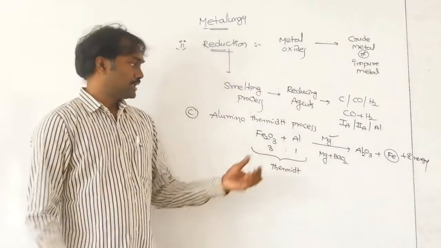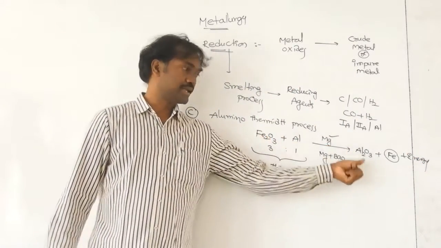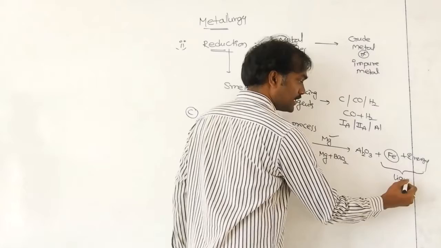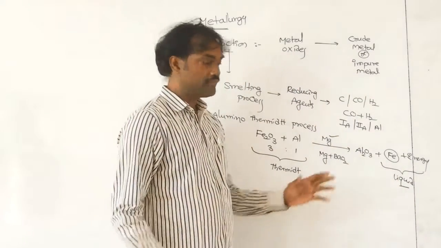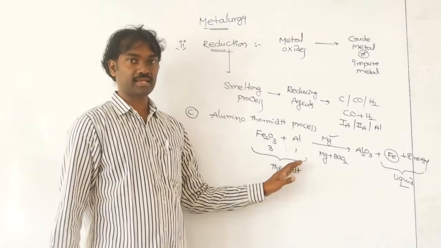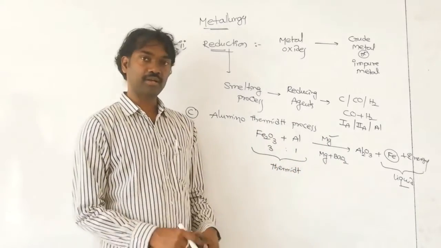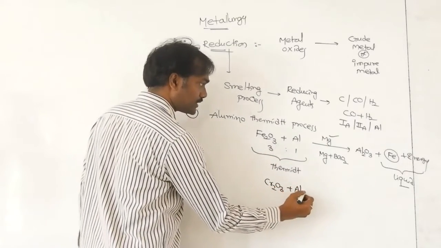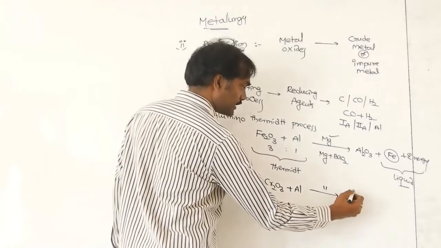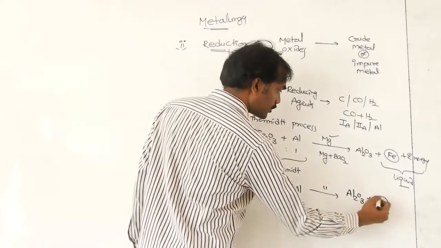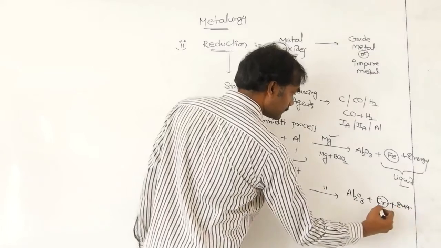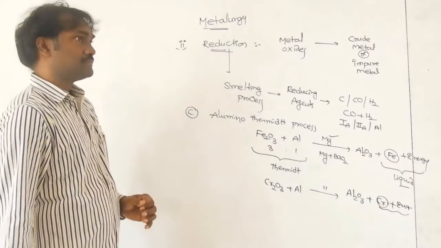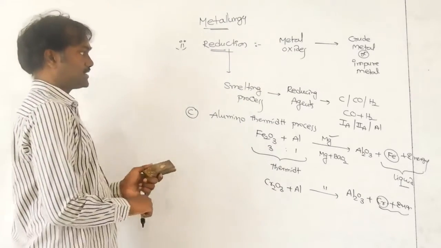The aluminium removes the oxygen, so iron will come. At this highest temperature, this iron is available in liquid form also. The liquid metal is available at room temperature. This is the highlight of the aluminothermic process. Not only this one, you take Cr2O3 treated with aluminium. So you are getting Al2O3 plus chromium plus energy. So we see the aluminothermic process also.